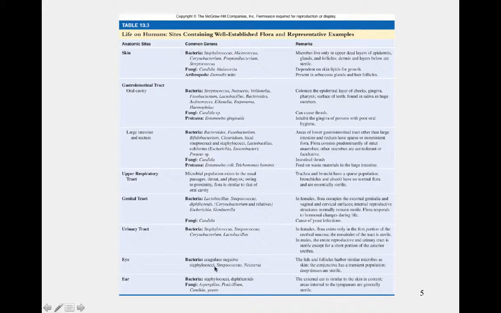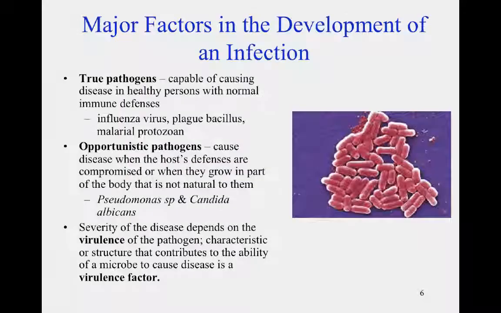So for the eye, staph, strep, Neisseria, and actually the eyelids and the follicles have similar microbes as the skin, but the deeper tissues are found to be sterile. And then also the ear. You find even fungi here, Aspergillus, Penicillium, Candida, some other yeasts as well. So remember, all of these anatomical sites are primary sites here for the normal microbiota, the commensal bugs that are serving as the first line of defense to disease.